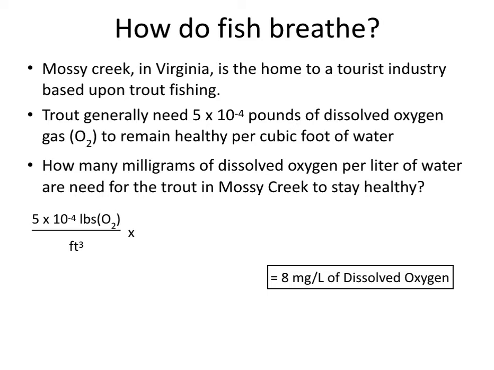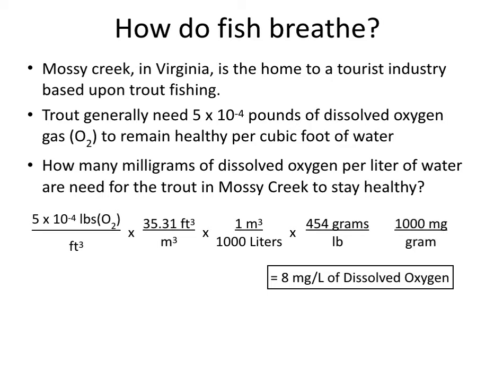So here we have our value of 5 times 10 to the minus 4 pounds per cubic foot of water, and there are 35.31 cubic feet per cubic meter. There's 1 meter cubed per 1,000 liters, so we can find liters in the denominator, and there are 454 grams per pound, so we multiply the 5 times 10 to the minus 4 pounds of oxygen, convert that to grams, and then multiply by 1,000 milligrams per gram, and that gives us the answer that we see below, which is for trout to remain healthy in cold water streams, they require about 8 milligrams per liter of dissolved oxygen.